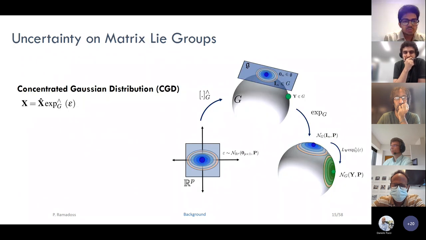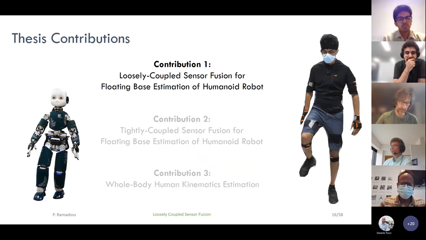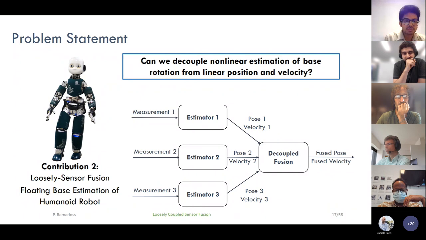Uncertainty on matrix Lie groups is defined with the notion of concentrated Gaussian distribution, which means that the mean is defined on the Lie group and the covariance is defined on the Lie algebra. Now I move on to the first contribution, loosely coupled estimation for floating base estimation of humanoid robots. Here, the question we ask is, can we decouple nonlinear estimation of base rotation from linear position and velocity terms? Can this decoupling approach, also in terms of measurement, with different multimodal measurement sources, provide estimates that are comparable to fully coupled inference approaches such as the EKF?